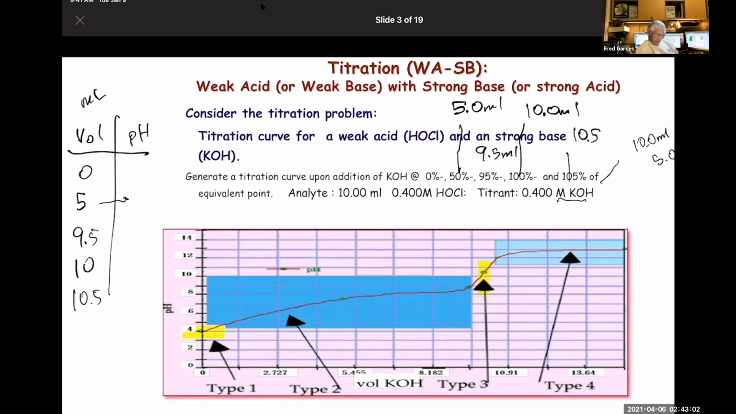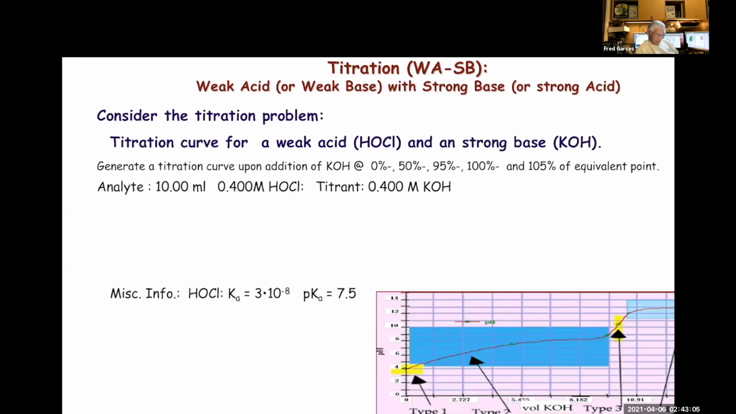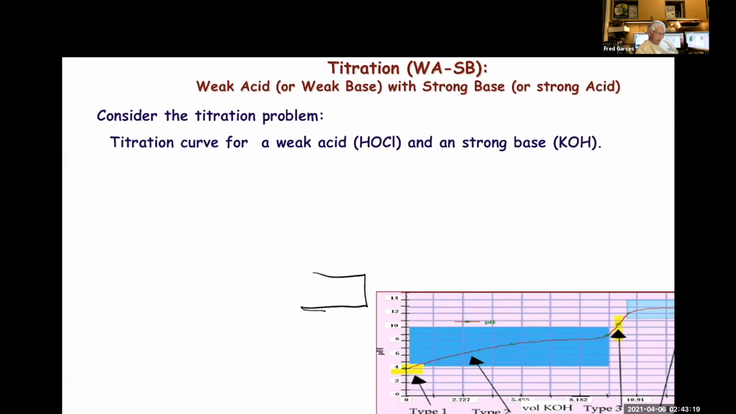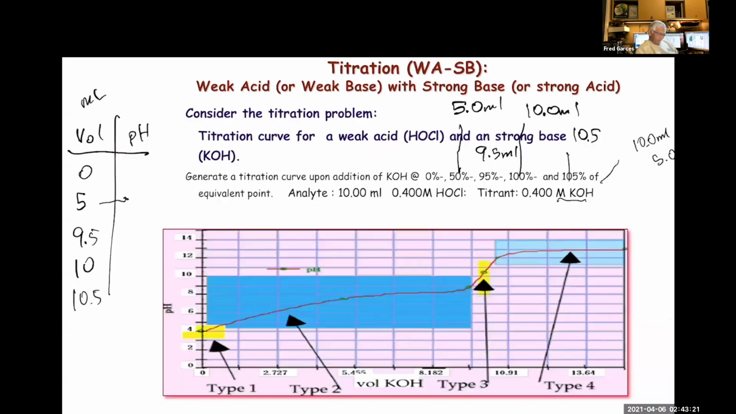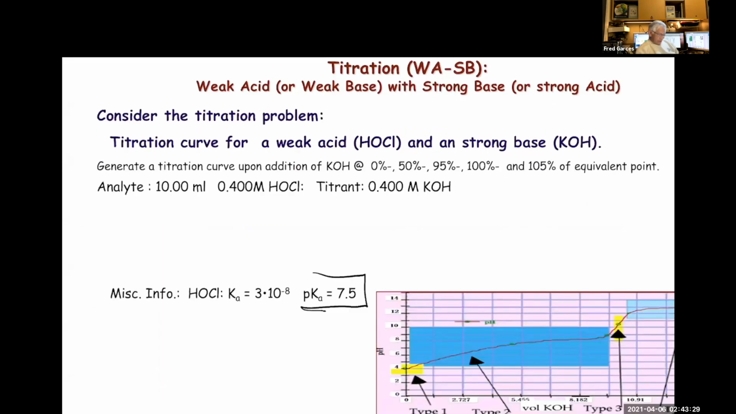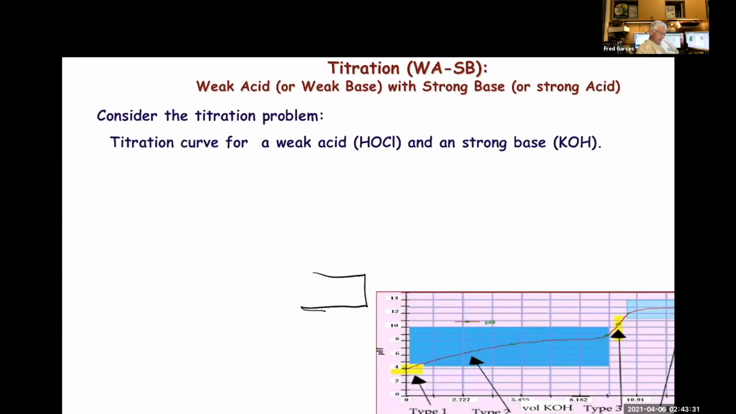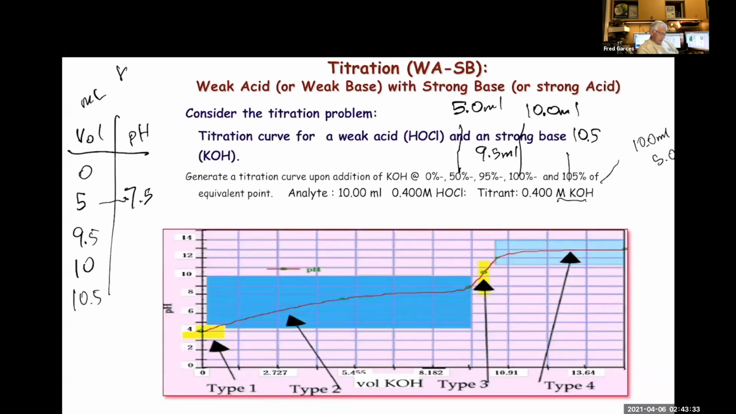Let me just see. Yeah, here. The Ka of hypochlorous acid is 3 × 10⁻⁸. So the pKa is 7.5. So this right here is 7.5. I've got that point right there. Ka equals 3 × 10⁻⁸.